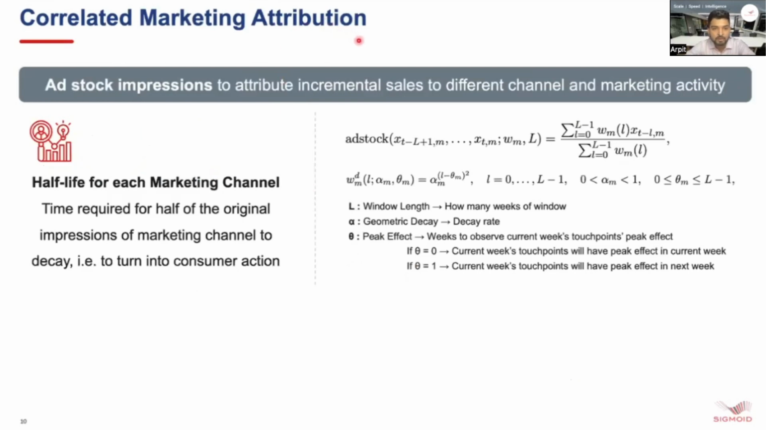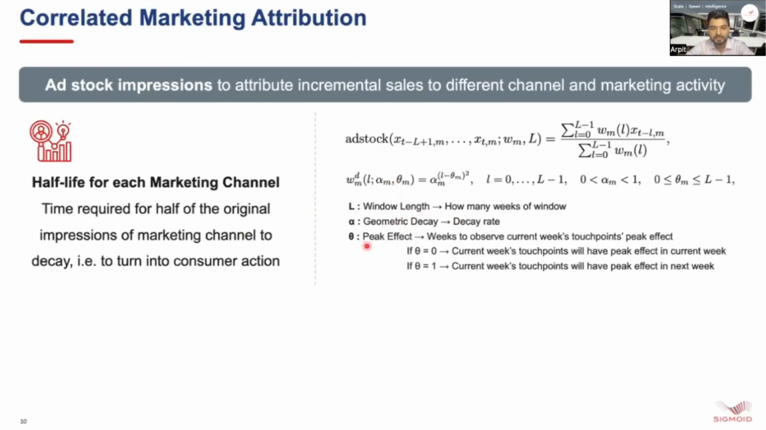Once we have this information, we run the correlated marketing attribution model. It is basically ad stock transformation of impressions to attribute sales to different channels and marketing activities. To do that, we calculate half life for each marketing channel. We have marketing channels like Facebook, YouTube, Twitter, search, display, and all. We calculate half life for each media channel, and then we apply ad stock transformation on those impressions. In ad stock, we have basically three hyperparameters. One is L, which is window length, like how many weeks of window we want to consider for our attribution. Then we have alpha, that is the decay rate, which is calculated using half life, and then we have theta, that is peak effect.